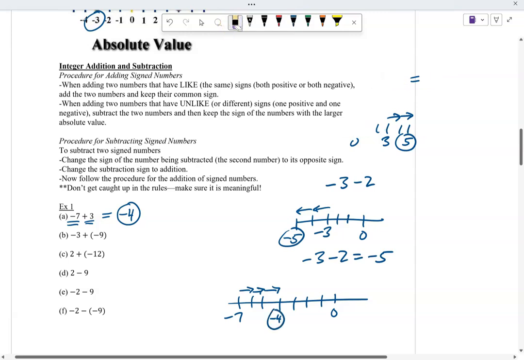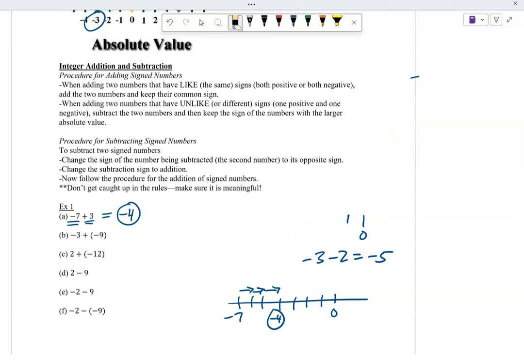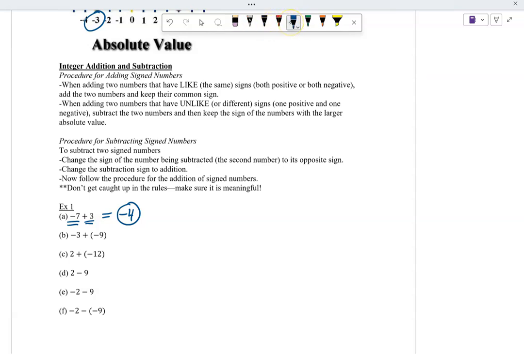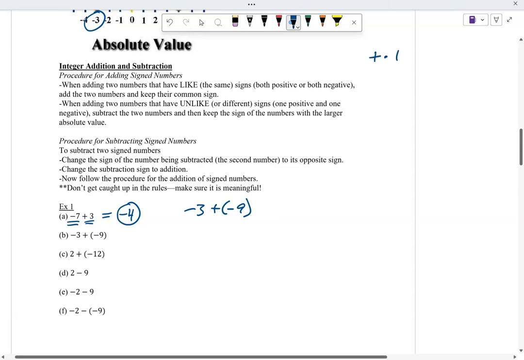Now on this next one, you see how we've got two signs, -3 plus a -9 there? I like to simplify those. So a positive times a negative is a negative. Let's just remind you of that. A positive times a positive is a positive. A good thing that happens to a good person is a good thing. A positive times a negative is a negative. A good thing that happens to a bad person is a bad thing.